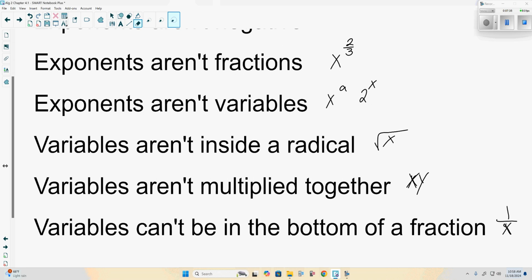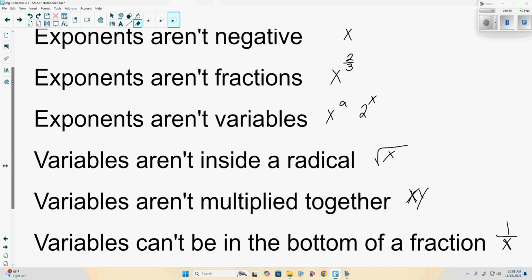Yeah, because in the top of fractions, just x over 1, 1/2 x. It just cannot be in the bottom of a fraction, because if it's in the bottom of a fraction, it's not considered a polynomial. It's actually rational. It's a rational function.